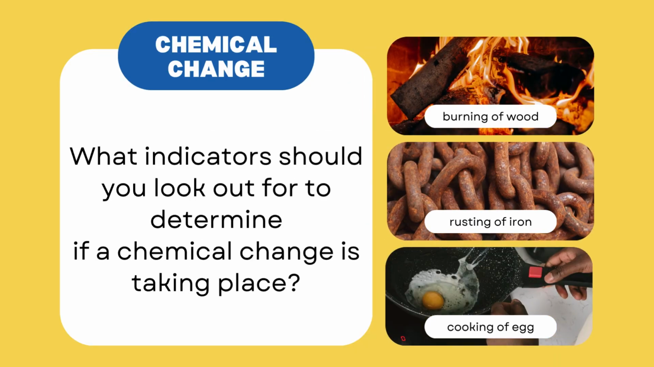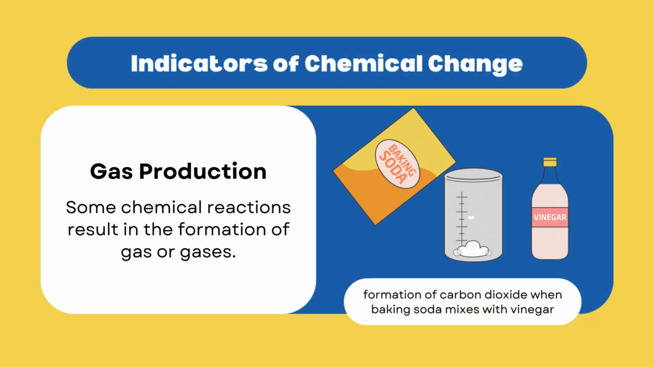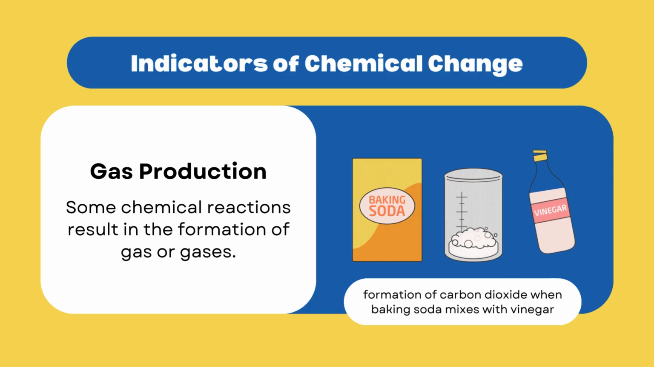Some common indicators of chemical change include production of gas, formation of a solid or precipitate, change in color, and change in temperature. Let's explore each one. First, gas production. This is a clear sign of a chemical change. For example, mixing baking soda with vinegar produces carbon dioxide bubbles.